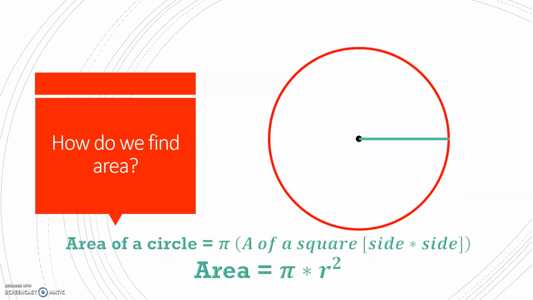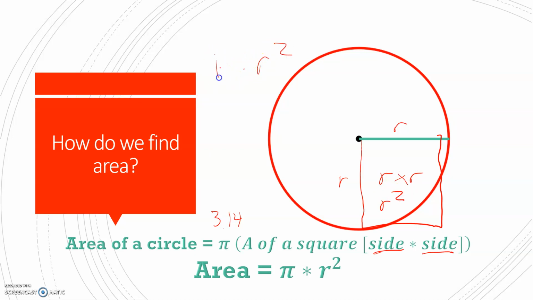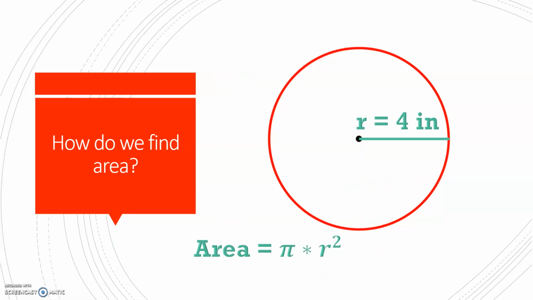So to find the area of the circle, we'd take pi, that 3.14 we learned about, gotta have that memorized, then multiply it by the area of the square that's formed from the radius, which is just side times side. In this case, it's r, radius. So this area is r times r, which is r squared. I'm going to take that r squared and multiply it by pi, and that should give me the area. So let's use that formula.